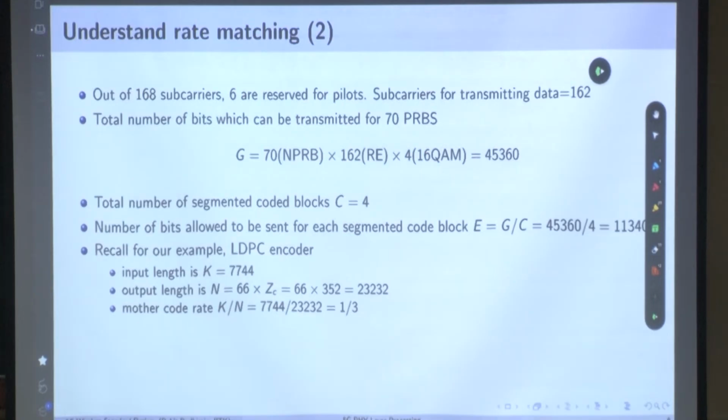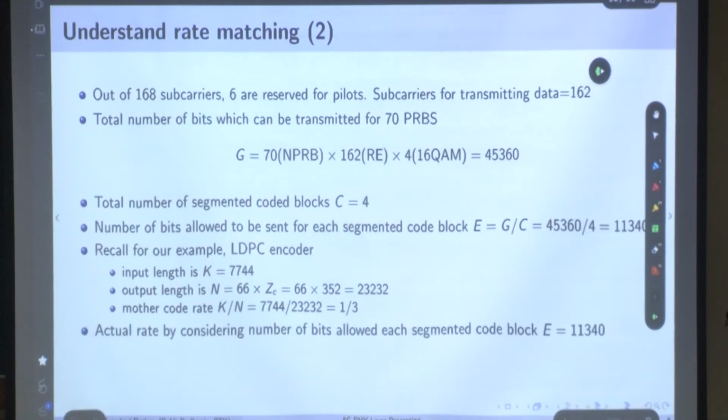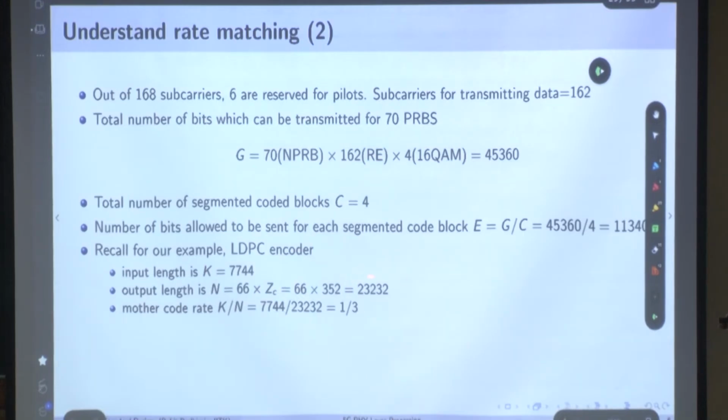Correct? Now see this. How many bits are you generating using this code rate? 23232. This is the LDPC encoder output, correct? And how many bits are you allowed to send per code block? 11340. We understand this, okay? And what is actually happening here? You are generating more bits than what you can actually send.